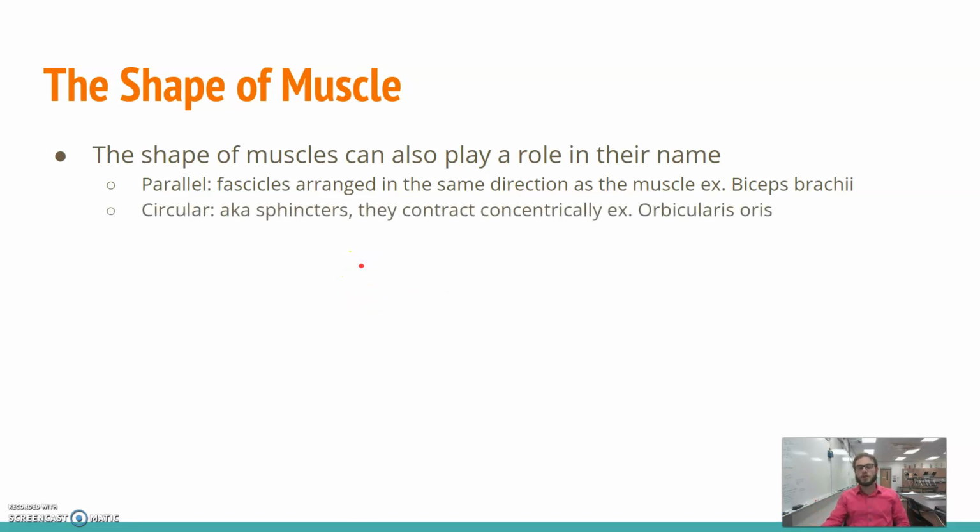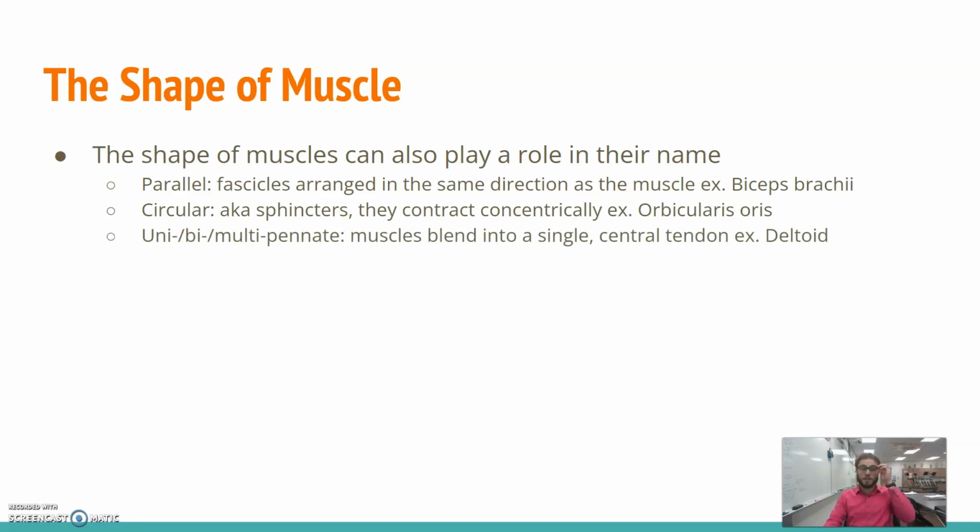You can have your circular muscles. These are going to be your sphincter muscles, where they contract concentrically. So for example, your orbicularis oris is the muscle of your mouth. That is a sphincter muscle. That orbicularis referring to a circular shape. So your mouth, when it contracts, is able to move concentrically.